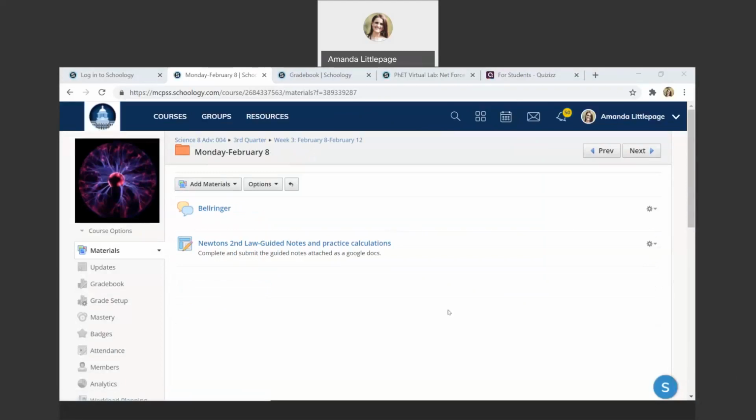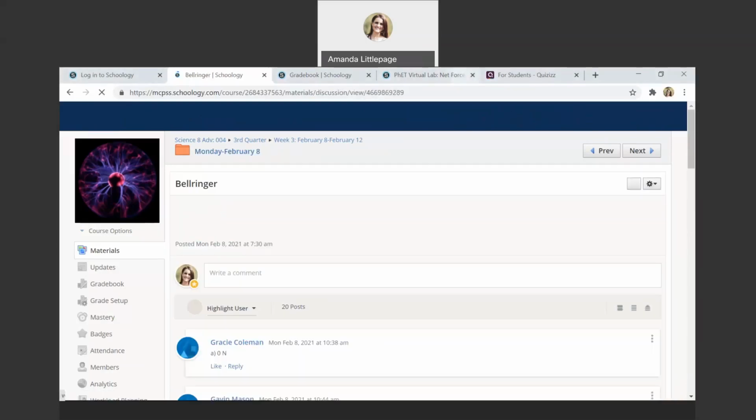And for this activity for today, it's mainly a review. Last week, we started talking about Newton's second law of motion, and that's where we're going to continue for this week, starting on Monday the 8th. So let's take a look at our bell ringer.